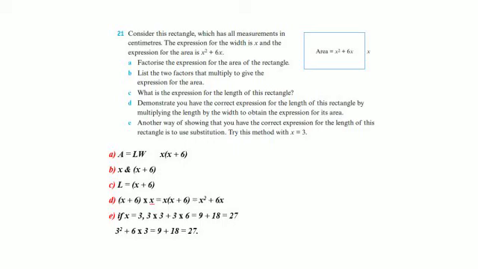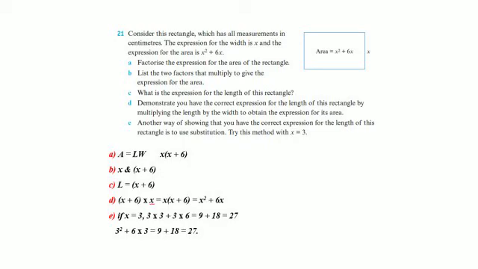Then in part B, list the two factors. They are x and x plus 6. What's the expression for the length of this rectangle? L equals x plus 6. Part D, demonstrate the correct expression for the length of this rectangle by multiplying. So you can see the way that it is multiplied out. x plus 6 times x becomes x bracket x plus 6, x squared plus 6x.